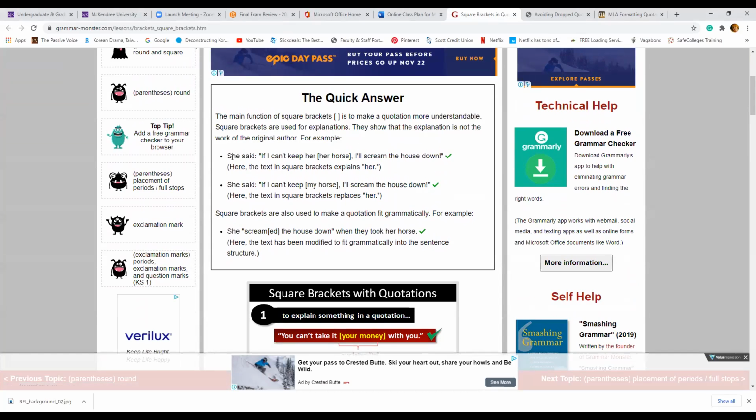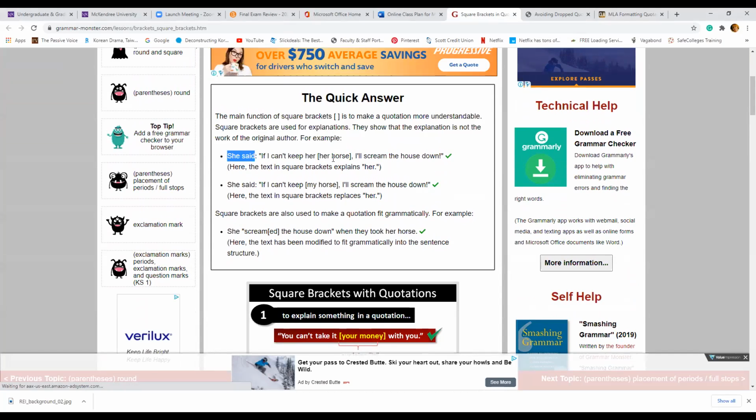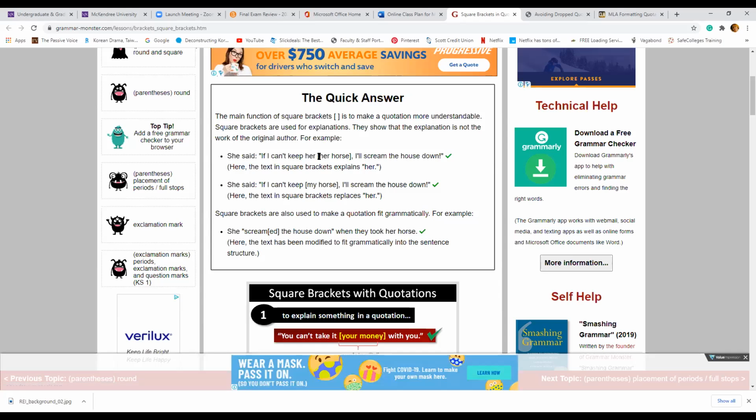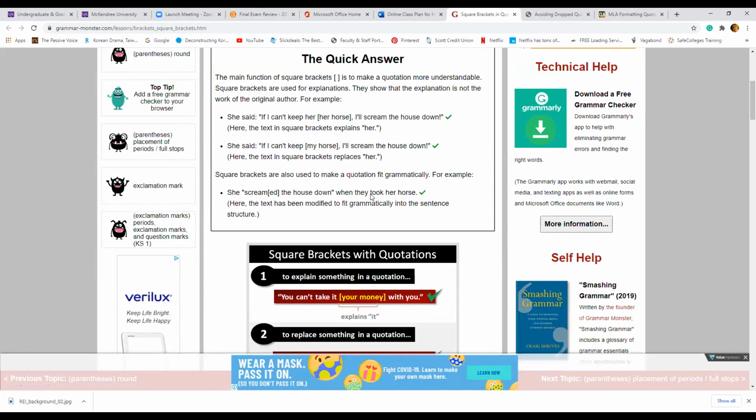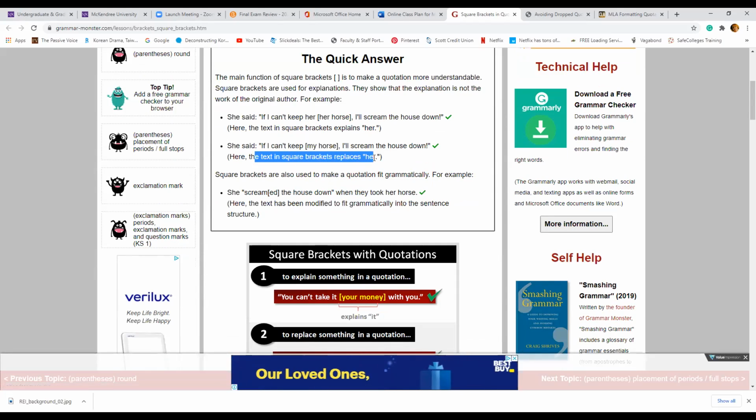All right. So she said, if I can't keep her, and she's talking about her horse. So we didn't see the original, right? So they're taking this quote out of context. So we don't know what she's referring to. So in square brackets here, they put her horse to let us know that that's what she's referring to. Okay. So it's explaining what the pronoun refers to. So you'll frequently see square brackets used for that. Or if you don't want to put it afterward, you can just go ahead and replace the word. So here the square brackets replace her.